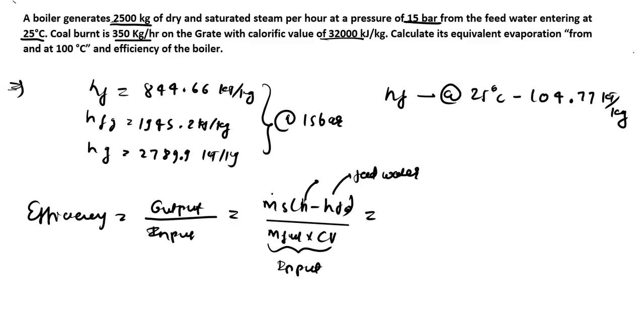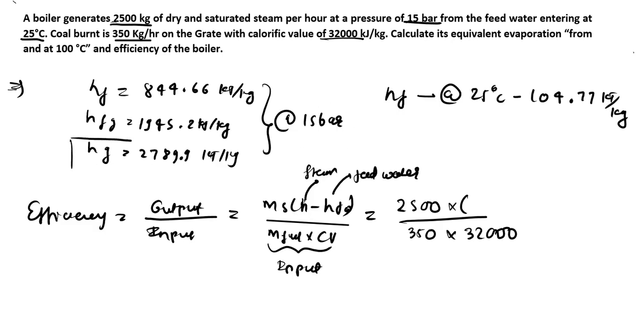So output is expressed in terms of the mass of the steam generated times (h minus hfw). The mass of the steam generated is 2500 kg per hour, and the mass of the fuel is 350 kg per hour, so the units will cancel and you do not need to worry about them. The calorific value is 32,000 kilojoule per kg, and for the steam we need to calculate h.